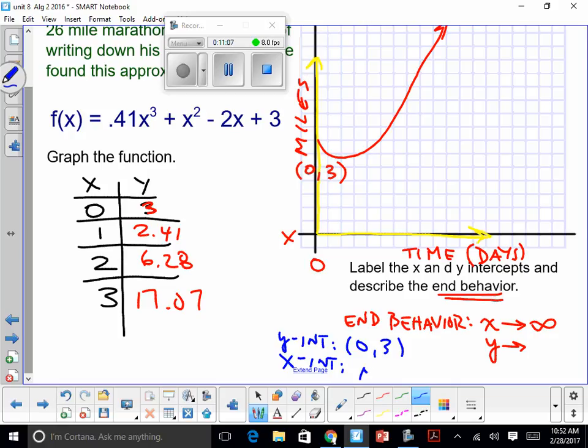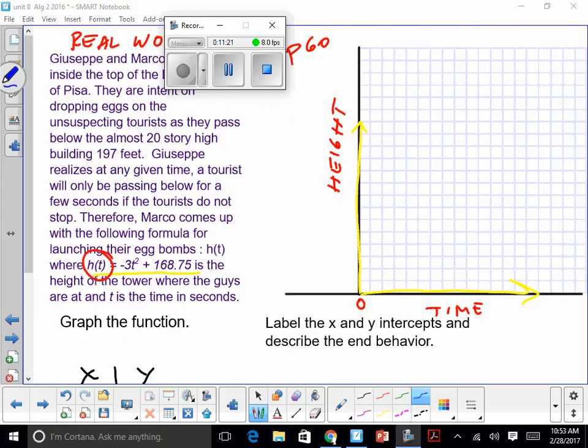For x-intercept, put none, please. This is a real world problem. You start from 0 in time. You can't back up to 5 minutes ago. Just from 0, and that's the only part of the picture that you sketch.